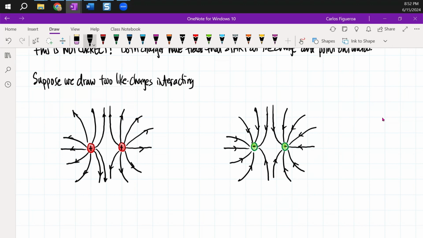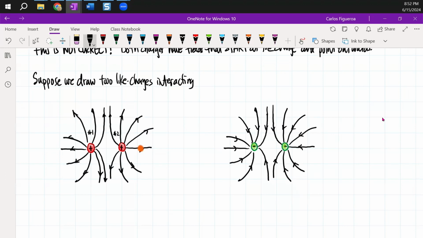They're not coming out from infinity. They start at the charges. So, for example, let's pick a point. Let's say that I pick a point right here. And let's say that I call this charge number 1, and I call this charge number 2.